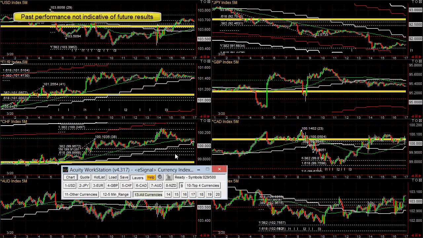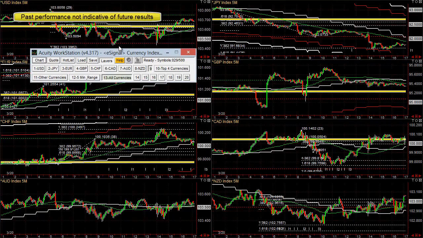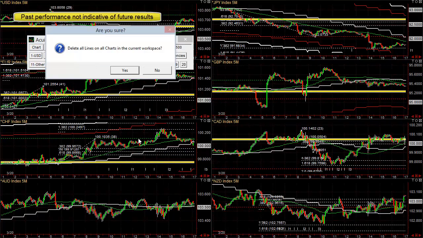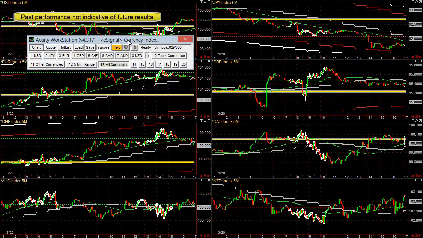Sorry, you can go onto the toolbar here and delete all chart lines. There we go, they're all gone.